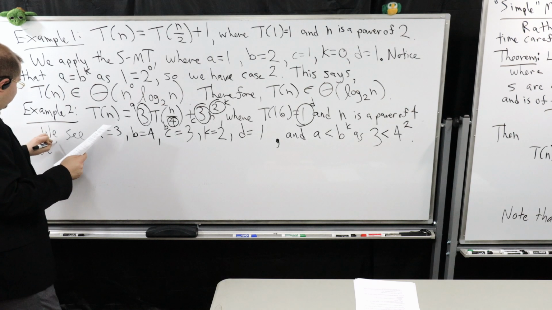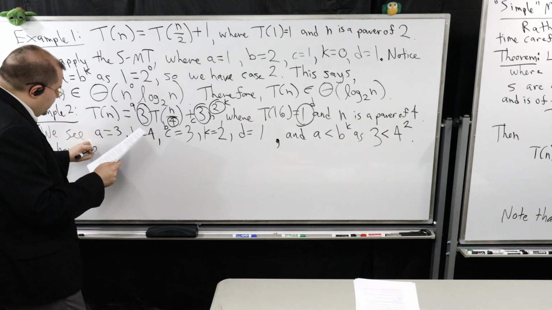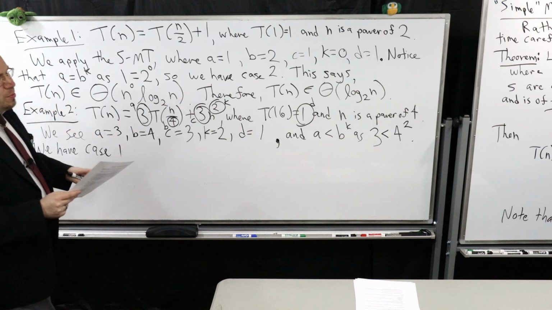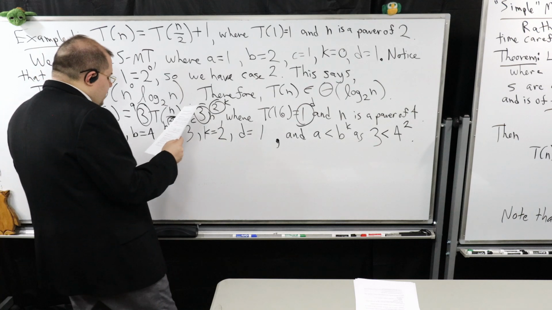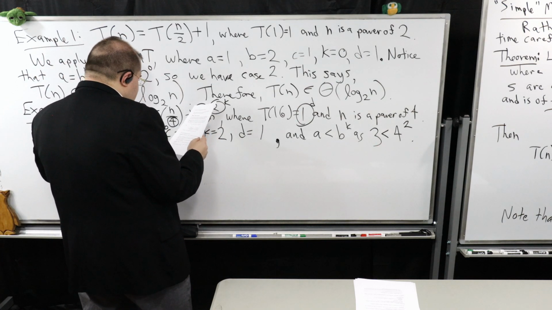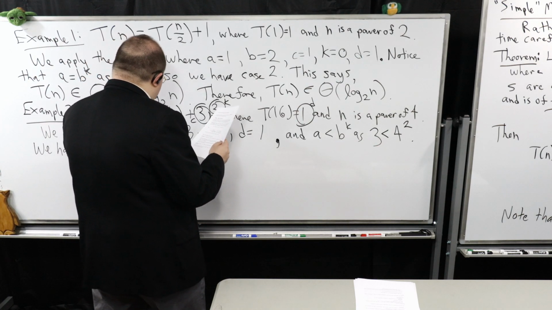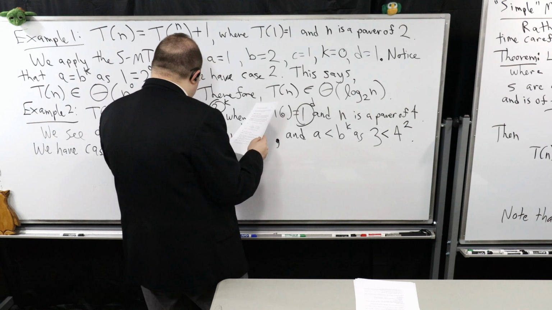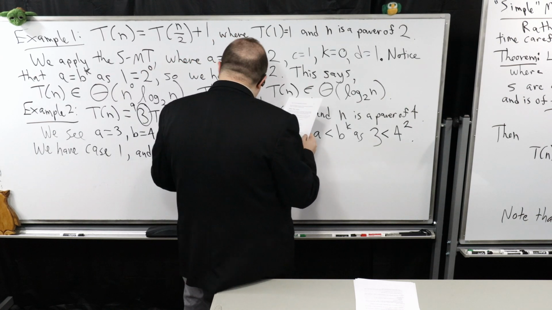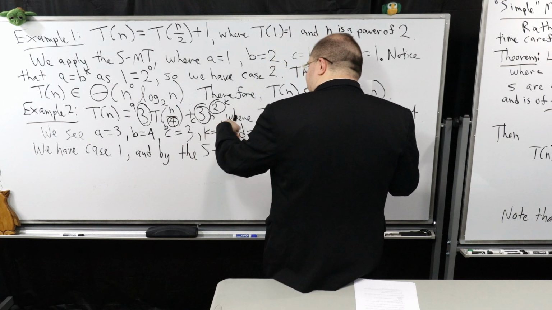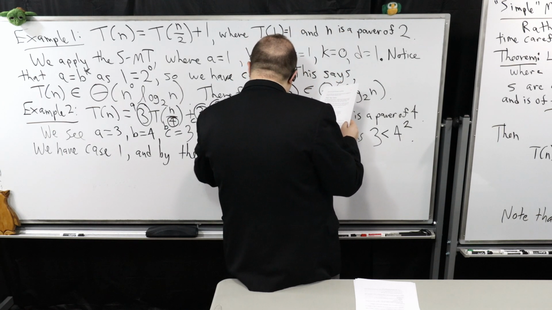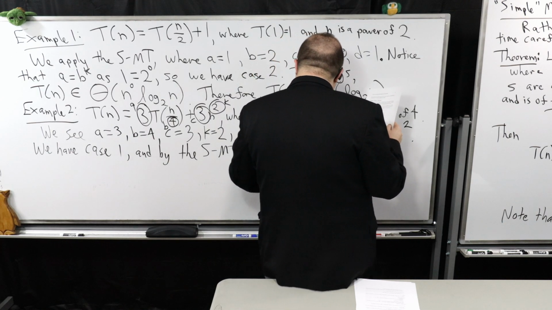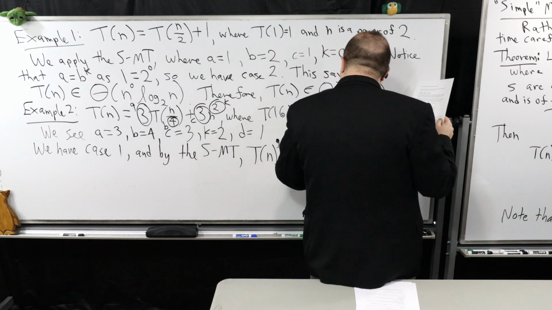But yeah, so if we know these constants, let's figure out what case it is. So we have case 1, right? That's when A is less than b to the power k. And by the simple master theorem, so notice I'm invoking it, I have to make sure I invoke this at some point, we can say that T is big theta of n squared.